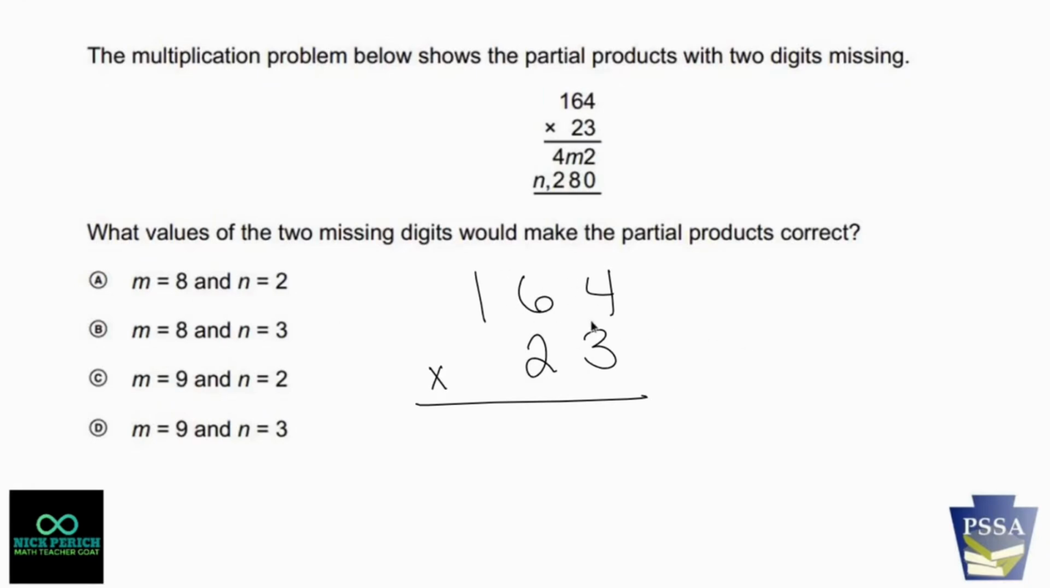So when we're multiplying, you're going to have to multiply and carry some numbers over. So 3 times 4 is 12. Carry over the 1. 3 times 6 is 18. 18 plus 1 is 19. So write out the 9. Carry over the 1. 3 times 1 is 3. 3 plus 1 is 4. So that becomes 492. I don't need this 1 anymore, so let's cross it out.